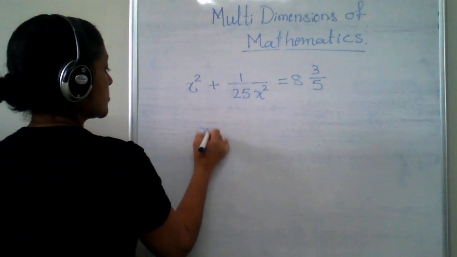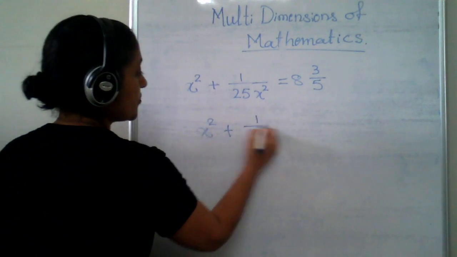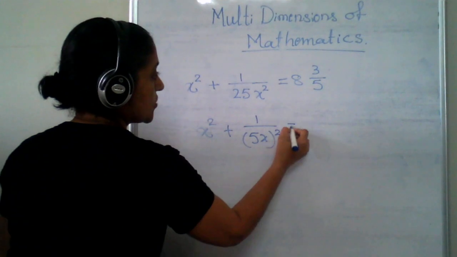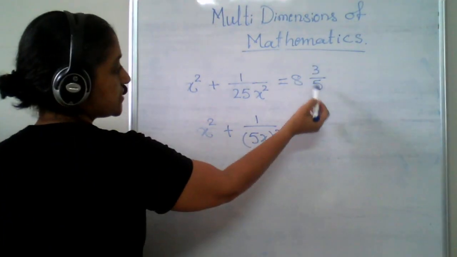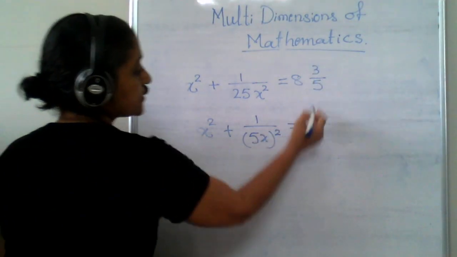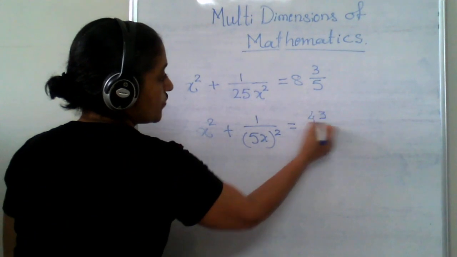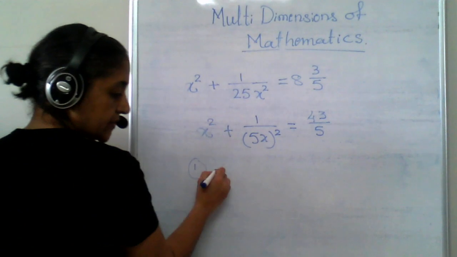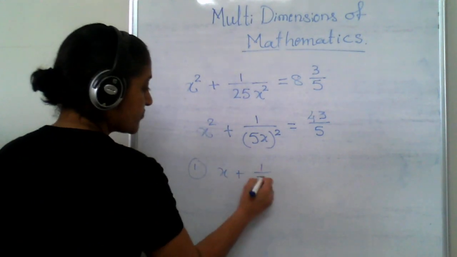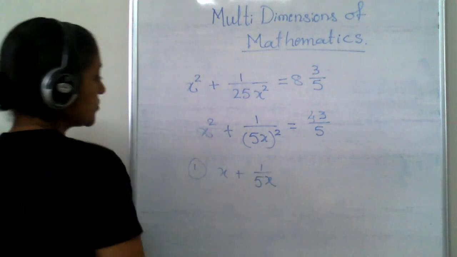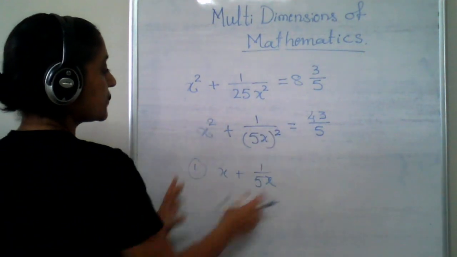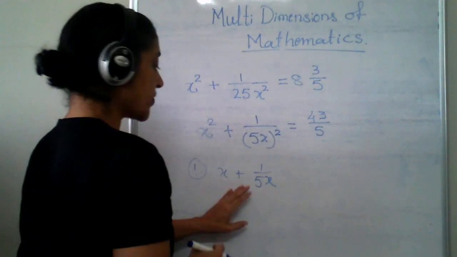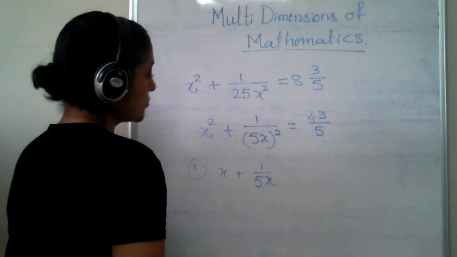form. So x square plus 1 upon, we'll write this as 5x bracket square equals to, now let us change this, 8 5s are 40, 40 plus 3 is 43 upon 5. Now if I have to find x plus 1 upon 5x, you cannot just take a square root of it, we'll have to make it a proper square and then we can find the square root of it. So how to do it?